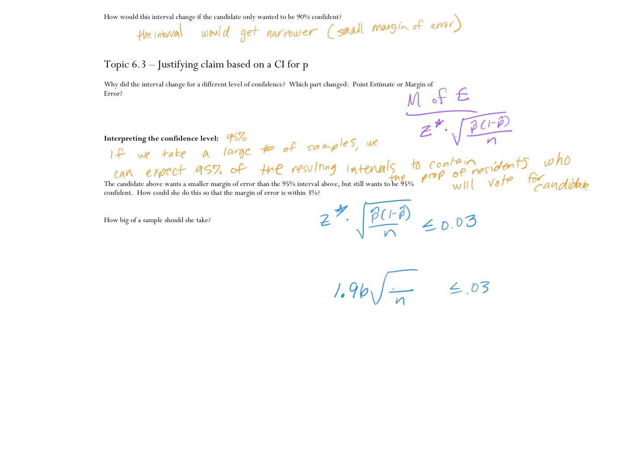Cool? So when we're trying to find a sample size to minimize our margin of error, we use 0.5, and then 1 minus 0.5 is another 0.5. We use p hat equaling 0.5 to find sample size.